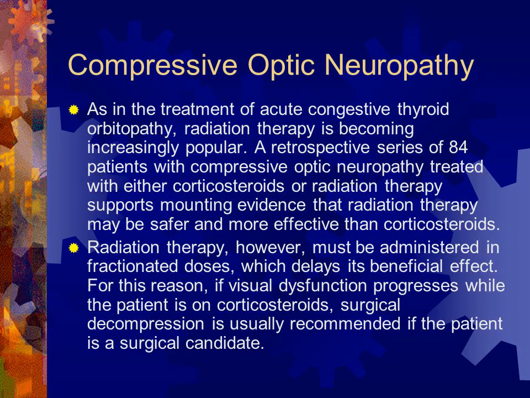Compressive optic neuropathy. As in the treatment of acute congestive thyroid orbitopathy, radiation therapy is becoming increasingly popular. A retrospective series of 84 patients with compressive optic neuropathy treated with either corticosteroids or radiation therapy supports mounting evidence that radiation therapy may be safer and more effective than corticosteroids. Radiation therapy, however, must be administered in fractionated doses, which delays its beneficial effect. For this reason, if visual dysfunction progresses while the patient is on corticosteroids, surgical decompression is usually recommended if the patient is a surgical candidate.